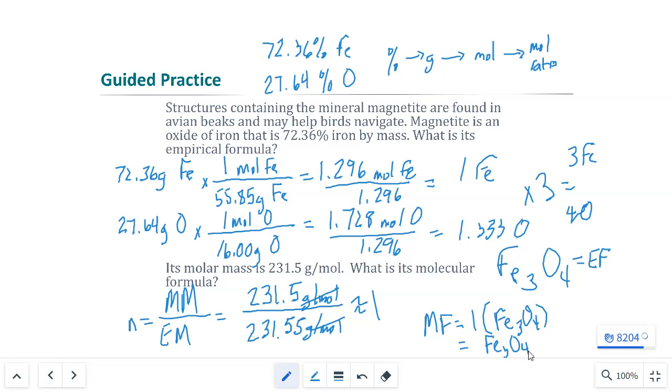What's not okay is you cannot have an empirical formula or a molecular formula that has fractional or decimal subscripts. And that's why we take on these steps that we did to kind of prevent that. All right. Any questions about this example in particular?